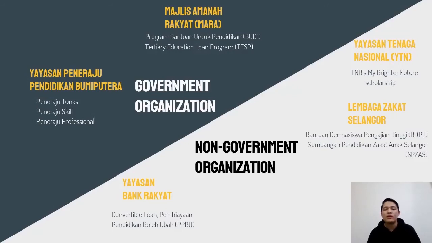Moving on to government and non-government organisations. First, Majlis Amanah Rakyat MARA, which gives financial aid in the form of Program Bantuan untuk Pendidikan, BUDI, for students in secondary school, and tertiary education loan program TESP, a form of convertible loan. Second, Yayasan Peneraju Pendidikan Bumiputera, which provides full scholarship in 3 schemes: Peneraju Tunas, Peneraju Skill, and Peneraju Professional.